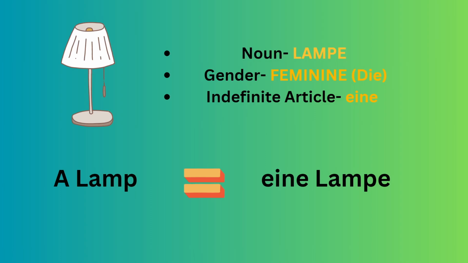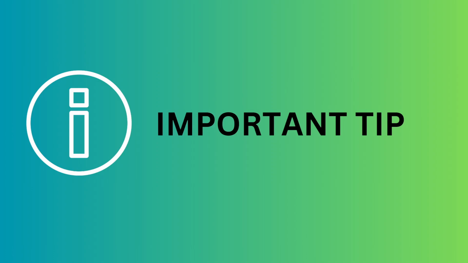It is important to remember that the gender of the noun determines the choice of indefinite article. It might take some time to memorize the gender of every noun, but practice makes perfect, right? And to help you along, here's a handy tip. When you learn new German nouns, try to learn them together with their corresponding article. For example, if you are learning the word for dog, which is Hund in German, remember that it is a masculine noun, so you'll use ein before it.